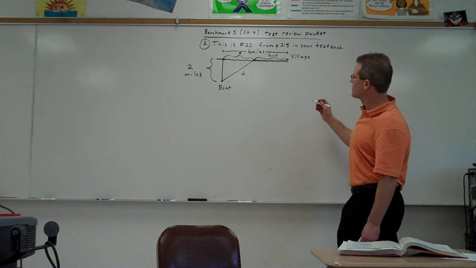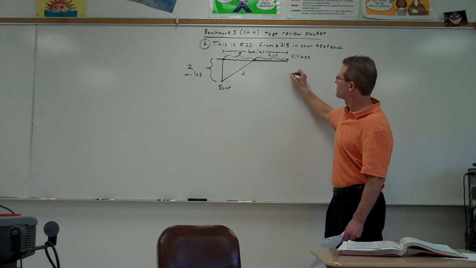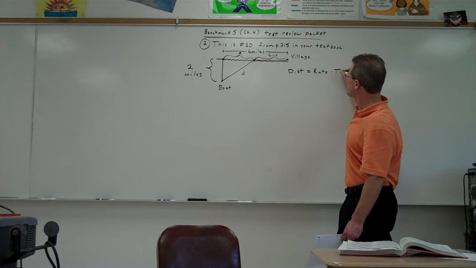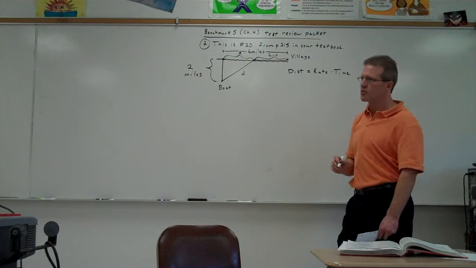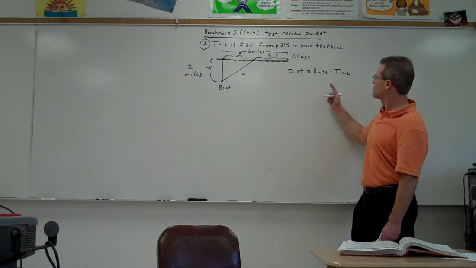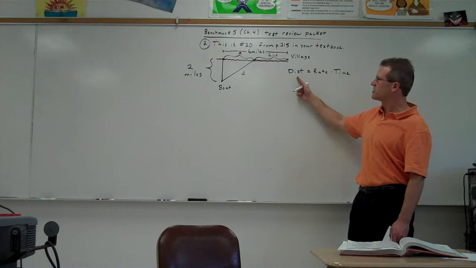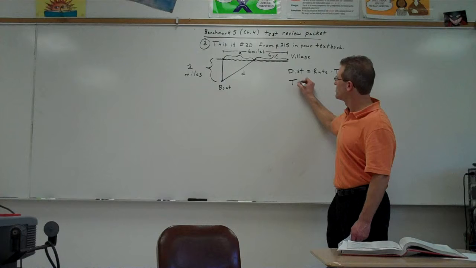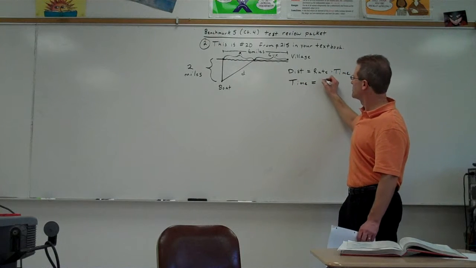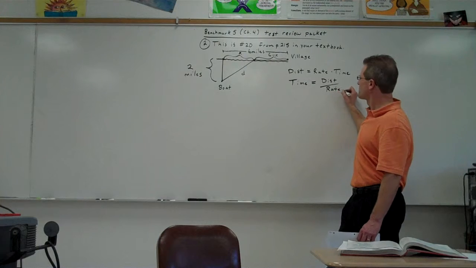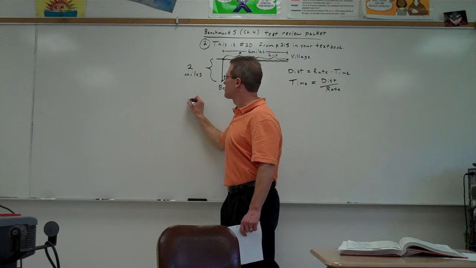Now another formula you may know is distance equals rate times time. But really what we want to minimize is her time. We don't want to know distance, we want to know time. So if I divide by rate on both sides, what would time equal? Distance over rate. So to get time, we're going to take distance divided by rate. And we want an equation for her total time here.